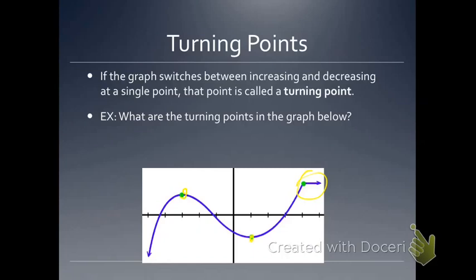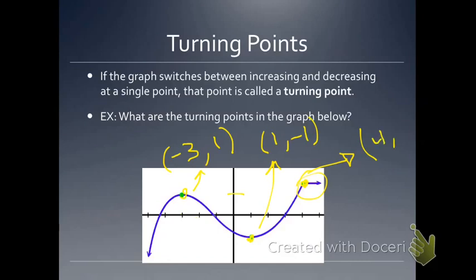So the turning points, there are 3 in this graph. We have a turning point at negative 1, 2, 3. And then we would give that, let's say that's 1. And then we would have one at 1, negative 1. And then our last turning point happens at 4, 2.